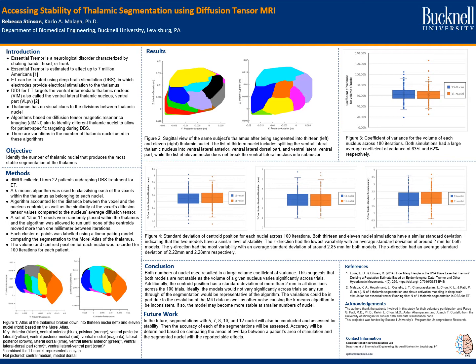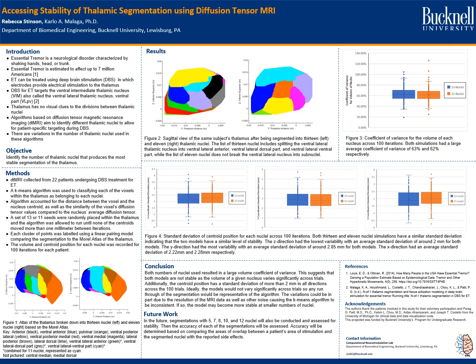Across studies, the number of nuclei used during the segmentation varies due to disagreements on the anatomy and naming conventions for the thalamic nuclei. This study begins to assess the stability of the segmentation algorithm when varying the number of nuclei to determine the optimal number of nuclei to be used when segmenting the thalamus for DBS.